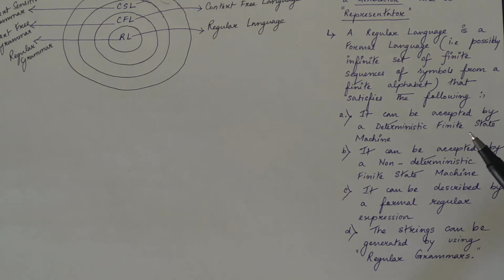If it is determined or accepted, that means this concept is nothing but your acceptor, correct? Acceptor means something which accepts that particular set of language. In terms of regular language, the acceptor will be your finite state machine. It can be a DFA, an NFA, an epsilon NFA, a Mealy machine, or a Moore machine.